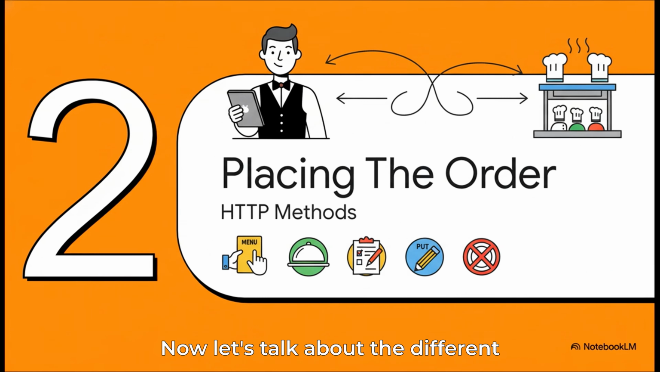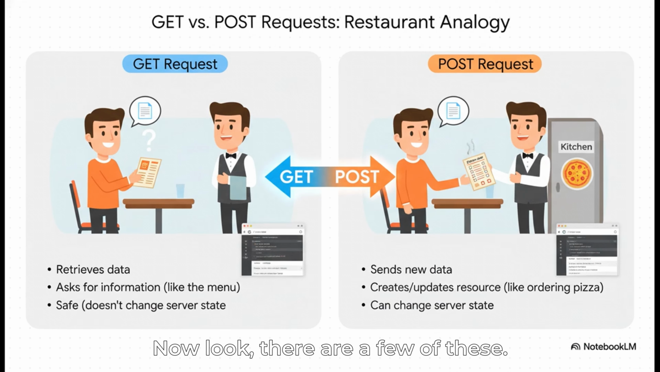Okay, so we have our waiter. Now let's talk about the different kinds of orders you can actually place. In the tech world, these orders are called requests, and they use something called HTTP methods to tell the waiter exactly what action you want the kitchen to take. Now look, there are a few of these, but for your day-to-day job, you really only need to know 2. First is a GET request. This is you simply getting information. It's like asking the waiter, hey, can I see the menu? You're not changing a thing, just asking for data that's already there.